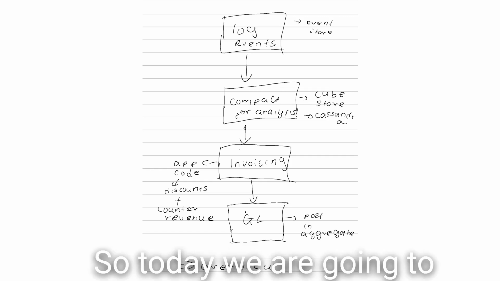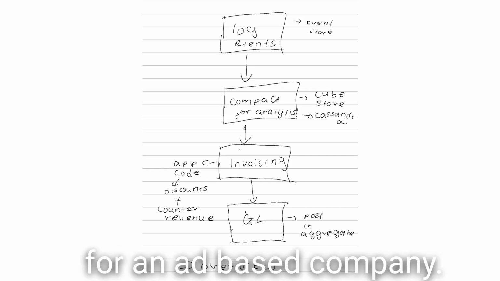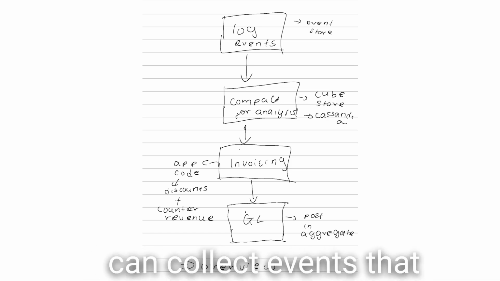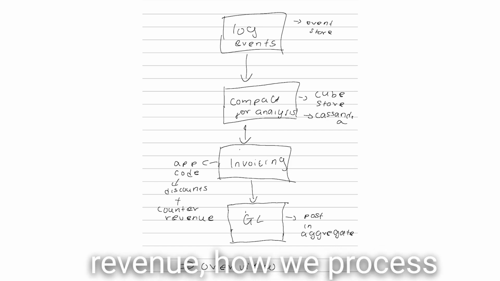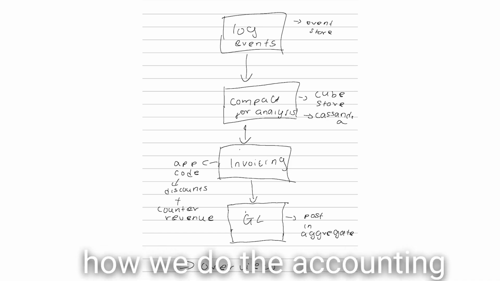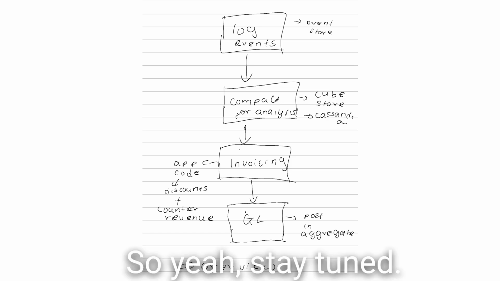Okay, so today we are going to go through how we can do revenue recognition for our ad-based company. We'll go through how we can collect events that can be classified as revenue, how we process that, how we move to the invoicing stage, and finally how we do the accounting and revenue recognition. So yeah, stay tuned.